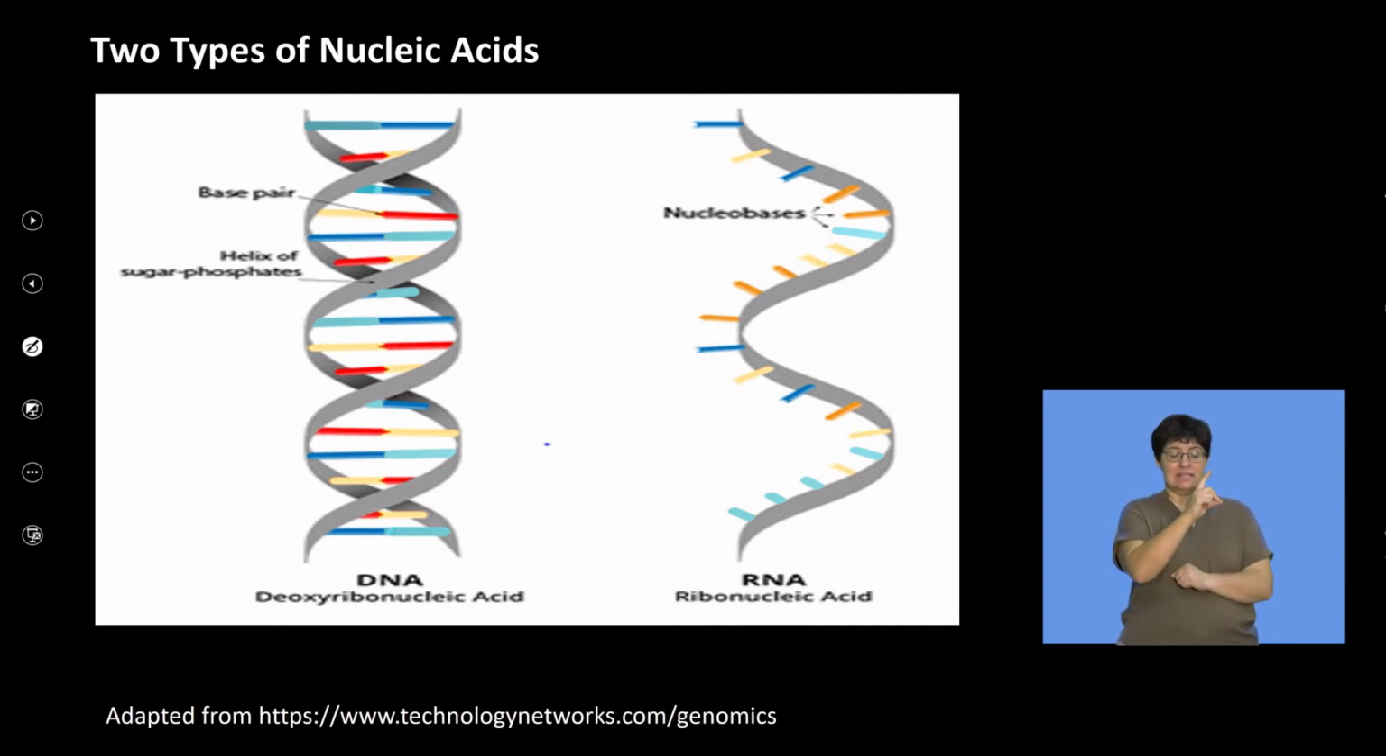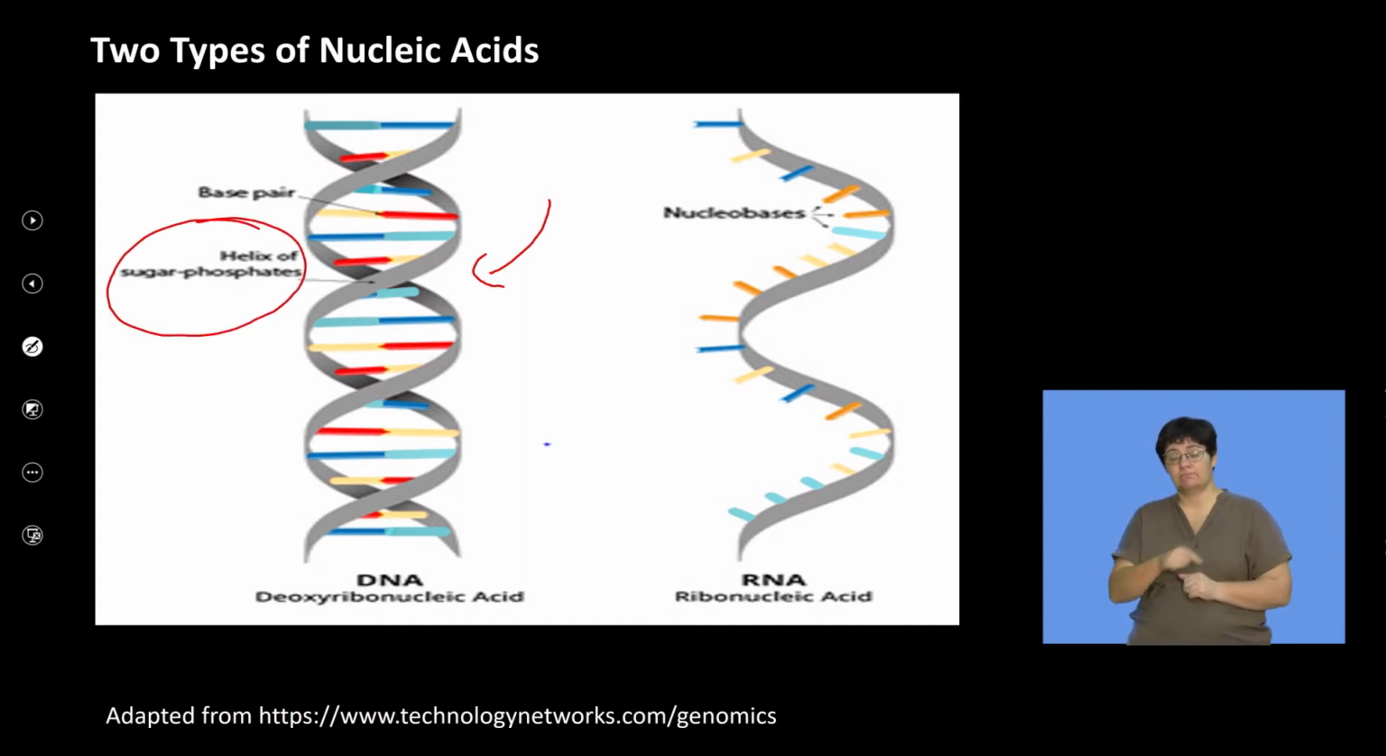Again, an overview of the structure. We know that DNA is a double-stranded molecule. It contains complementary base pairs. It is arranged in a helical structure, which we see here. And if we compare that to the other type of nucleic acid, which is RNA, we see that RNA is single-stranded.